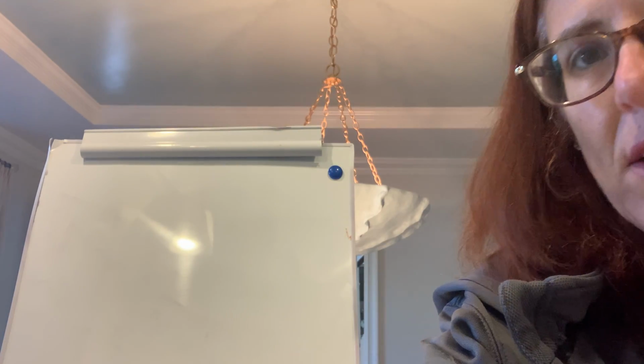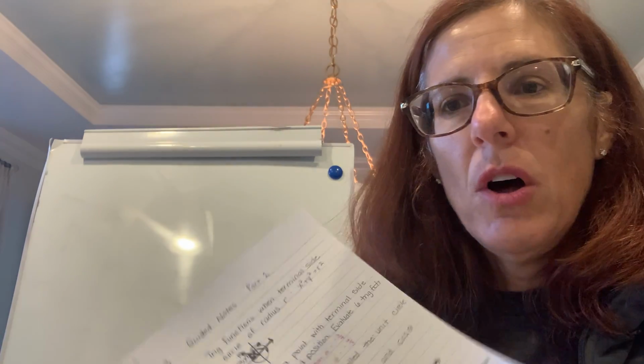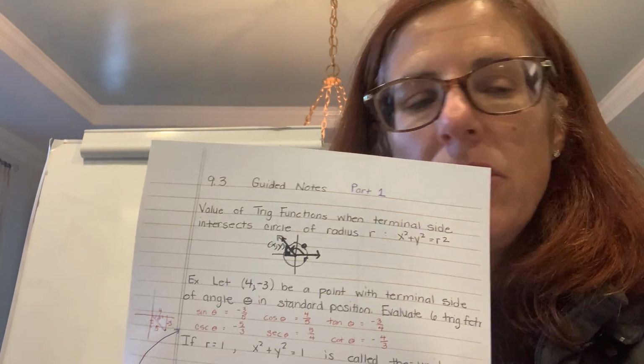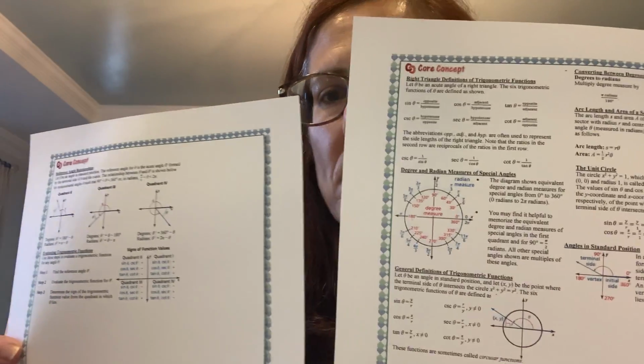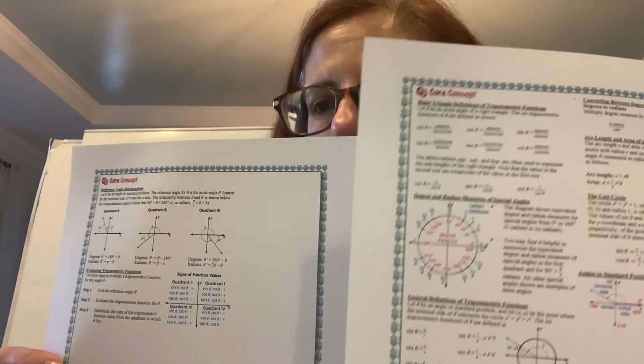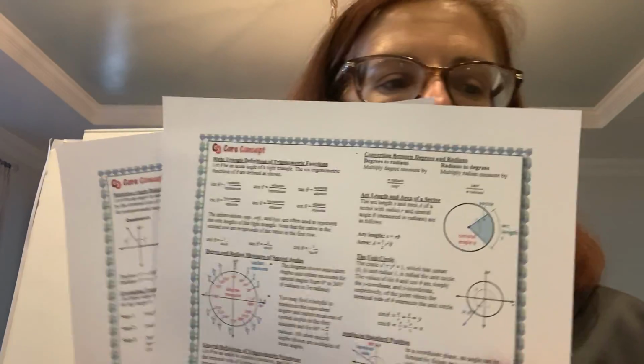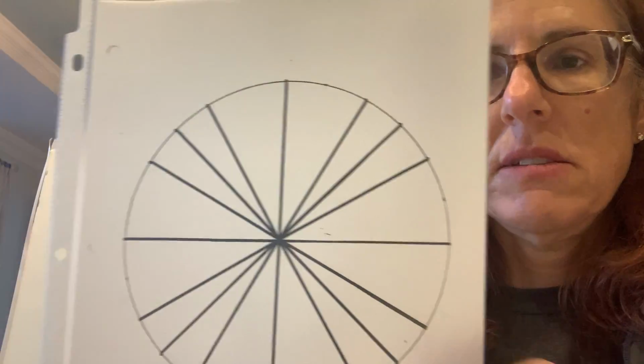Good morning. We are on lesson 9.3, and you're going to see in lesson 9.3 how we tie together what we've learned in 9.1 and 9.2. On your classroom, you should see a guided note sheet, which brings together all the core concepts we've learned in the first 3 lessons. And then you should have a piece of paper like this.